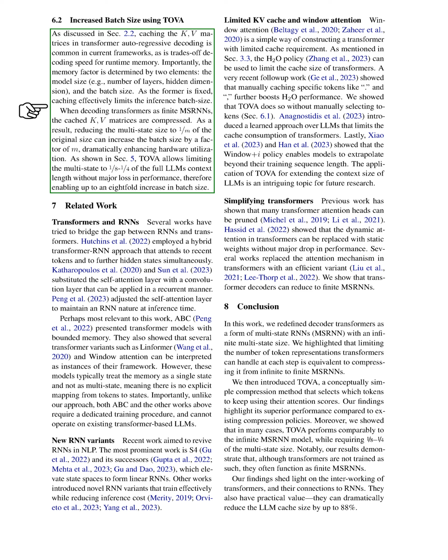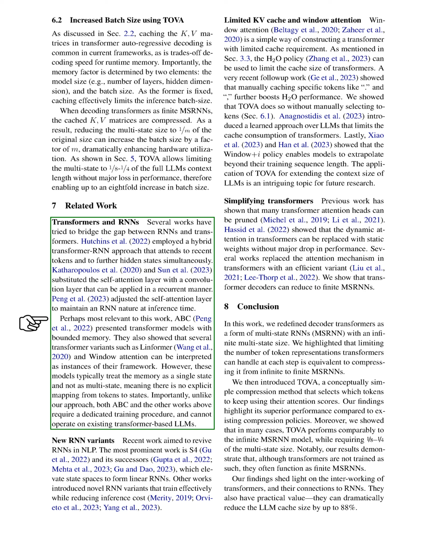However, when we decode transformers as finite multi-state recurrent neural networks, RNNs, the cached K and V matrices are compressed. This means that if we reduce the multi-state size to 1/m of the original size, we can increase the batch size by a factor of m. This can greatly improve hardware utilization. As we'll show later, TOVA allows us to limit the multi-state to between 1/8 and 1/4 of the full language model's context length without a significant loss in performance. This means we can increase the batch size by up to 8 times.